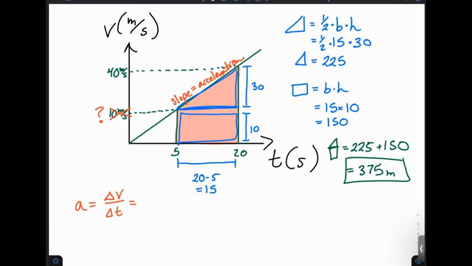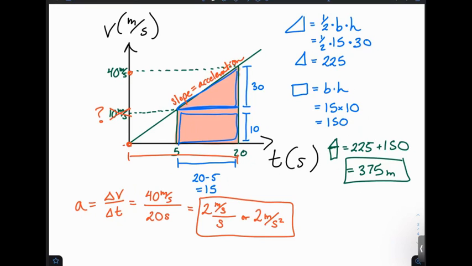So if for the moment I only knew it was 40 meters per second at 20 seconds and I was trying to figure out how fast it was going at 5 seconds, I could start by finding the overall acceleration. Well, I would be starting at 0 and going to 40, so my change in velocity would be 40 meters per second. And my change in time would be going from 0 to 20, which is 20 seconds. And therefore my acceleration would be 2 meters per second squared, or meters per second per second.